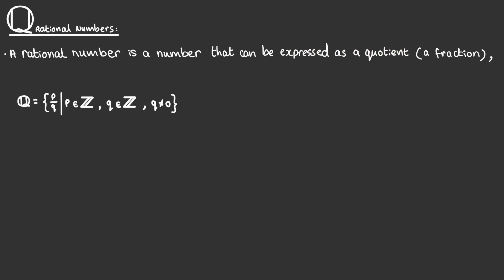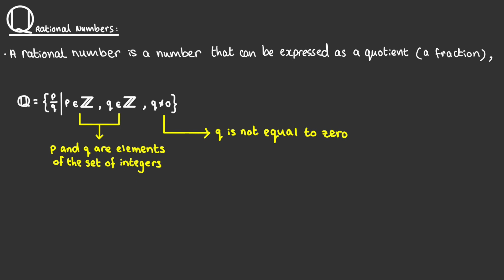You can see that the set of rational numbers is denoted by the letter Q. Here it is written that the set of all rational numbers Q is equal to the set of all numbers P divided by Q, where the numbers P and Q are elements of the set of integers, and Q is not equal to 0. So what this means is that the set of rational numbers is comprised of all of the numbers which can be made by dividing one integer P by another integer Q, where Q cannot be equal to 0.